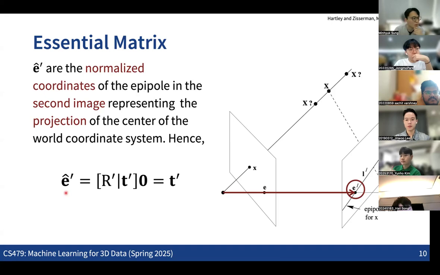Right? So the normalized coordinates of the epipole can be calculated in this way, which shows that it should be just the same as the translation part. It's not exactly the same, in that this is homogeneous coordinates in the two-dimensional space, while this is the translation, literally a three-dimensional vector representing the translation in this 3D space. If you just treat this translation vector in 3D space as homogeneous coordinates in 2D space, that becomes the normalized coordinates of the epipole. Right? This is how we can calculate this.